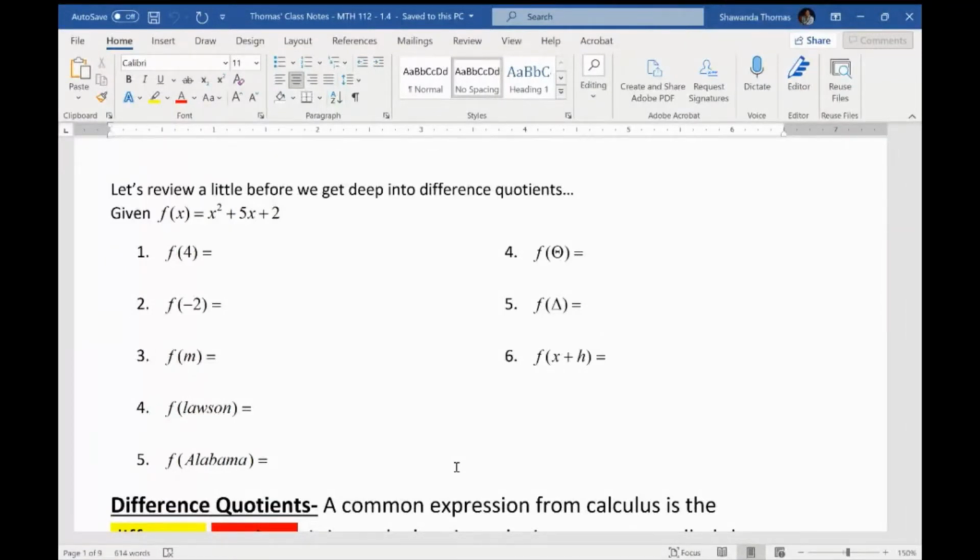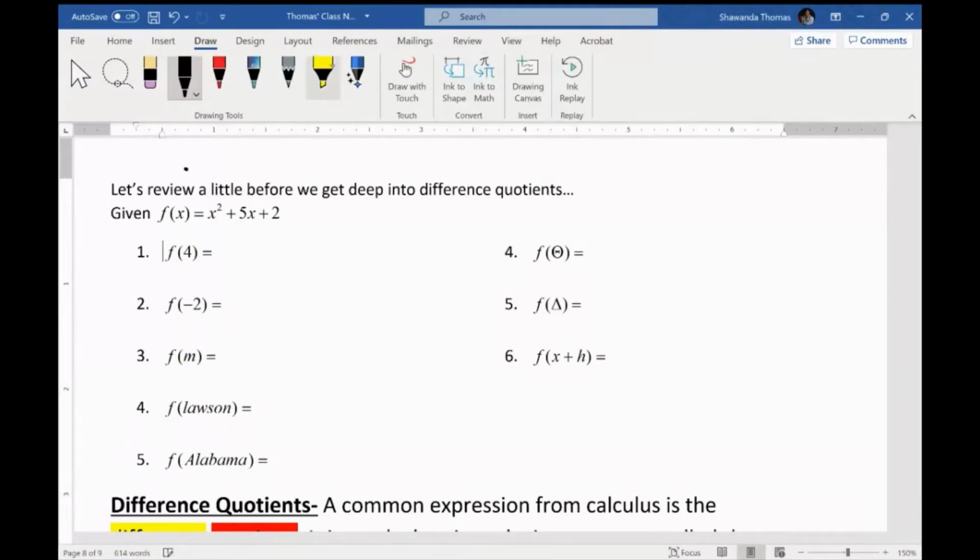For example, given, I'm hoping this will write today. I don't know why it doesn't write sometimes. I think it has something to do with Blackboard.